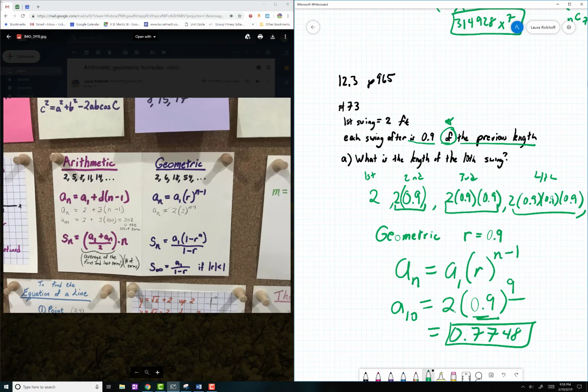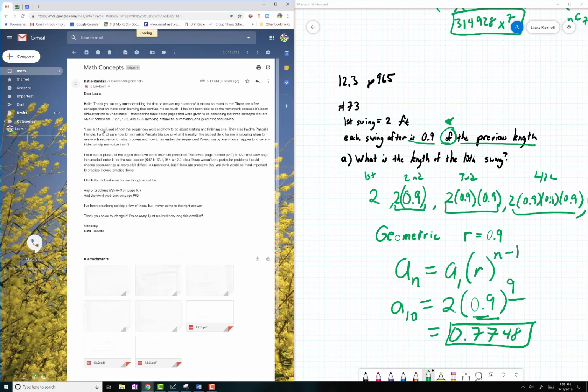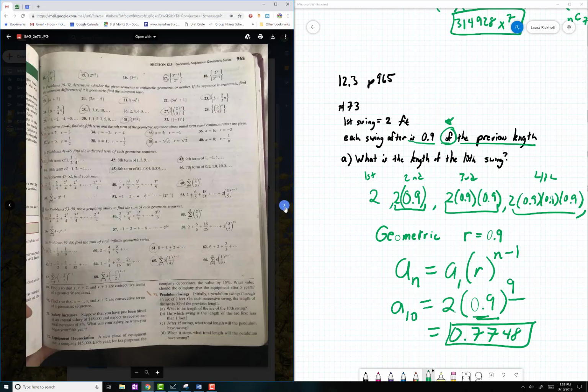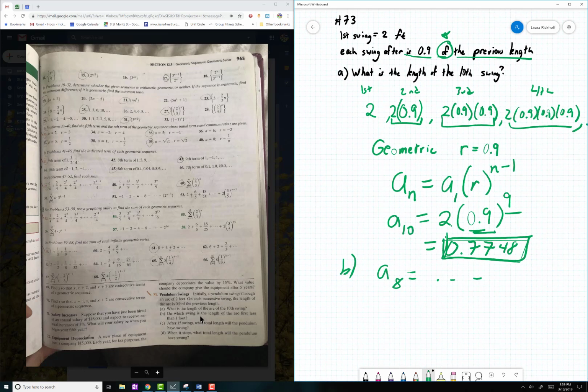So now, what else did they want? Okay, so now they want, when's it first less than a foot? By the 10th term for part B, you're already less than a foot, so you'll hit it before then. You could use logs to solve it, but I would probably just guess my way there. So what if it were at 8 and you just figure that out? Is it less than a foot yet? Oh, okay. So I'll let you handle that. Oh, no, we can try it.